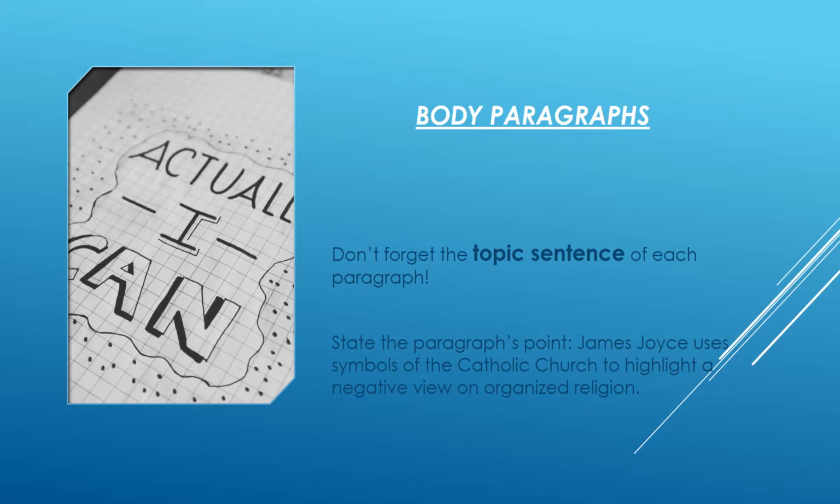So a sample topic sentence might be, James Joyce uses symbols of the Catholic Church to highlight a negative view on organized religion. So this paragraph would then have to connect back to this idea of disappointment being inevitable, that the symbols being used about the Catholic Church convey this idea that organized religion is futile and that it only leads to disappointment. All right. So again, you're tying this all back together. You're tying that paragraph point back to the thesis statement.